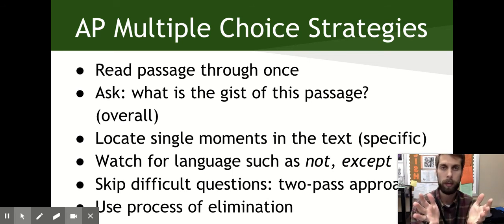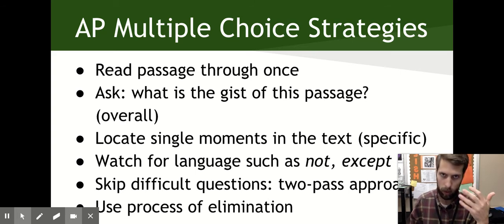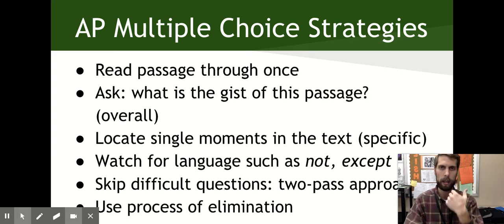If you're just totally stumped on a question, it is often a temptation for students to say, okay, well, I'm just going to mark C every time or something like that. If you have the time and the mental space, which you can cultivate as you practice so that it becomes second nature.